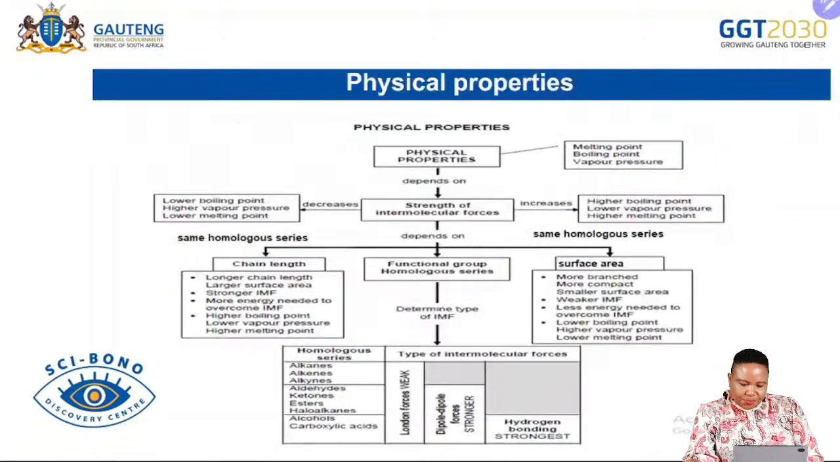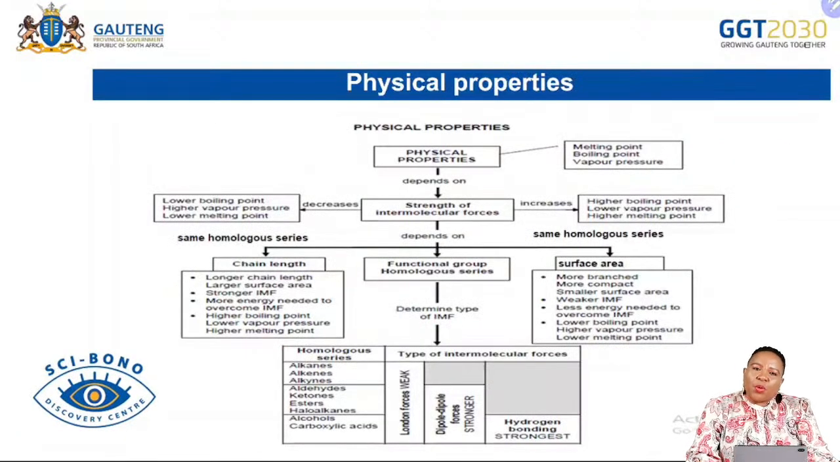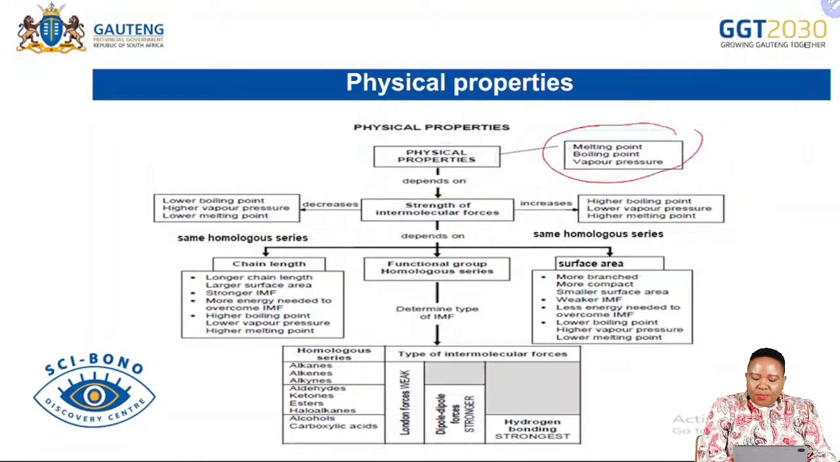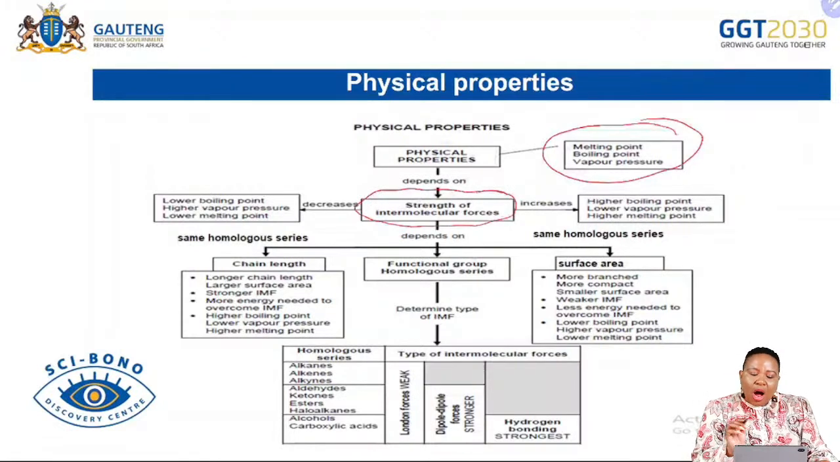Now, when coming to physical properties, which is our question number 3, I just designed this table so that we can compact everything in one form. You can see that our physical properties are only 3: melting point, boiling point, and vapor pressure. And also you need to know the strength of the intermolecular forces. So how do the physical properties depend on the strength of intermolecular forces?